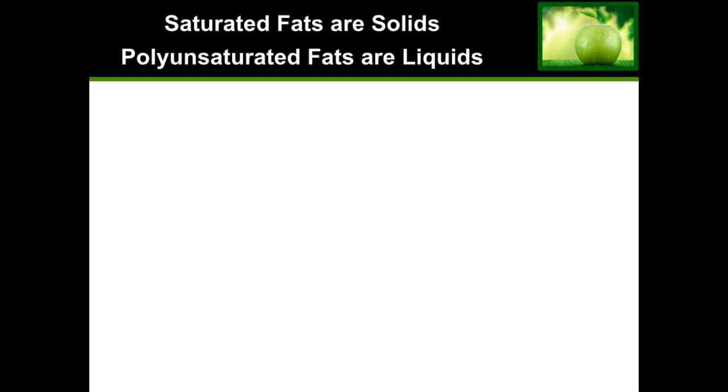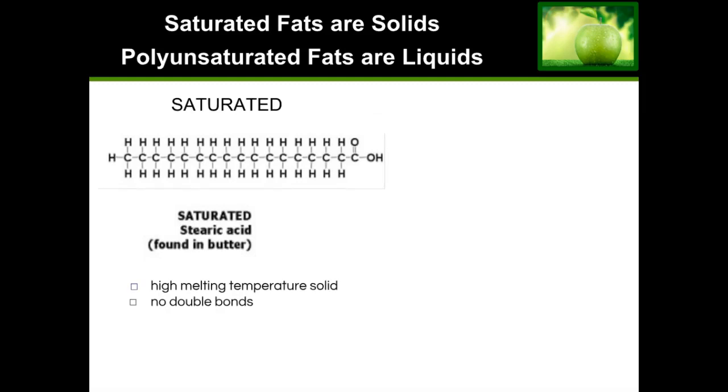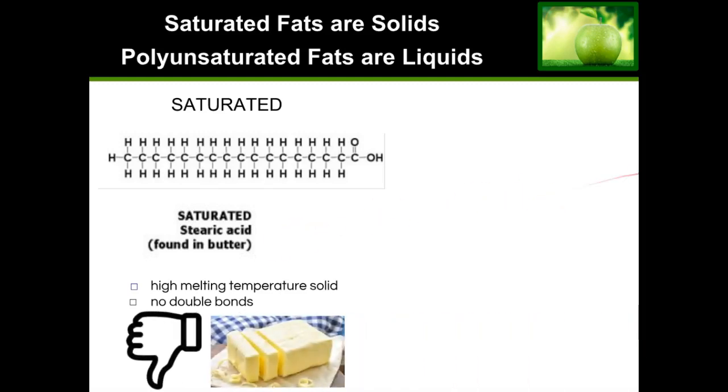So there are 2 types of lipids or fats that I want you to pay attention to in your diet. First are saturated fats. Saturated fats are called saturated because all of the carbon bonds have hydrogens or other carbons bonded to them. They are saturated. Saturated fats have high melting temperatures. They contain no double bonds. An example of saturated fat would be butter or lard. Try to avoid these in your diet.